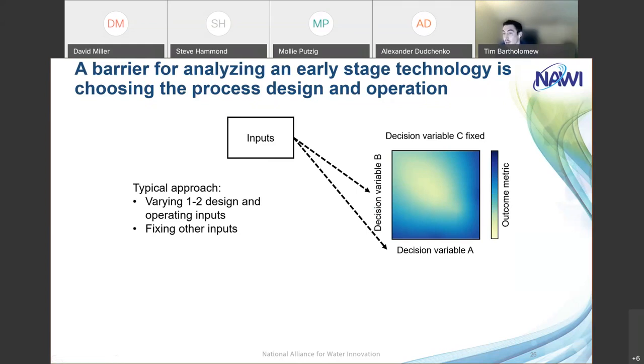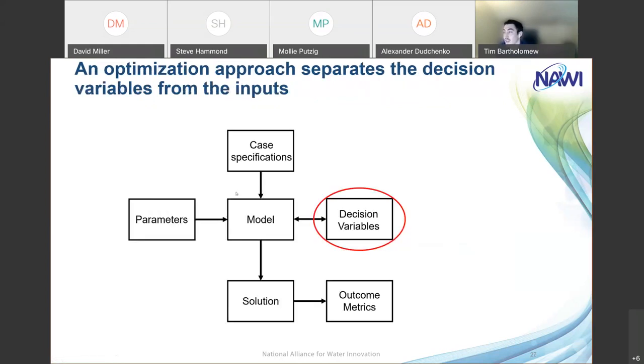So the better approach is to use an optimization approach, where these decision variables are separated from the inputs. Now they are part of the model, and an optimization solver would determine what these decision variables should be, given an objective like minimizing the levelized cost of water.